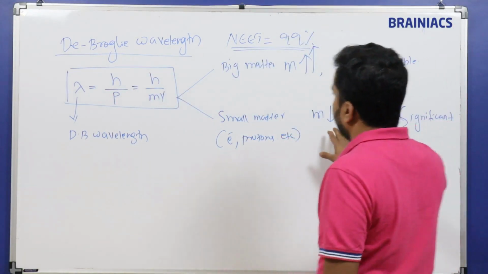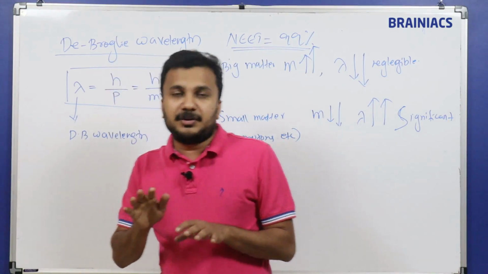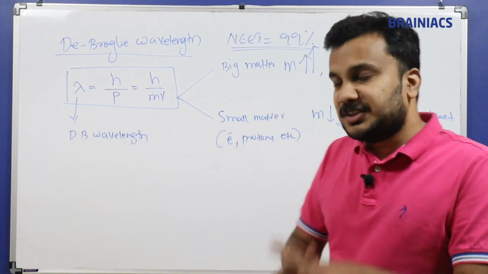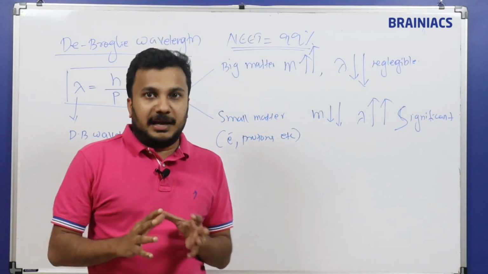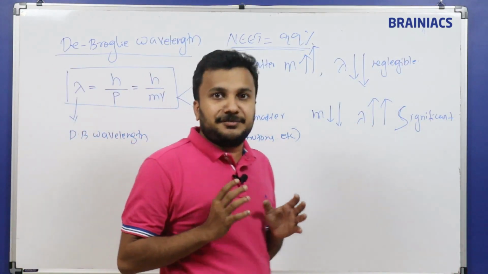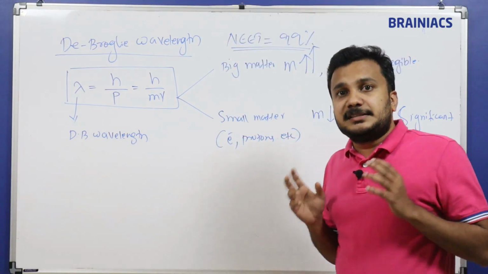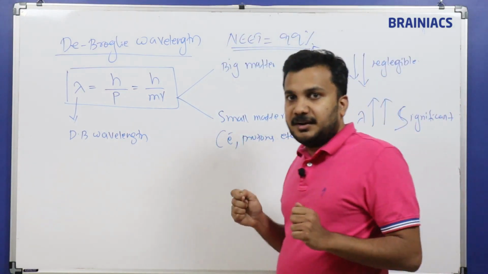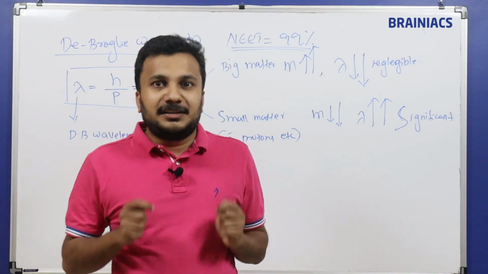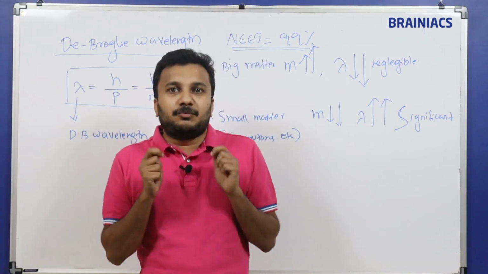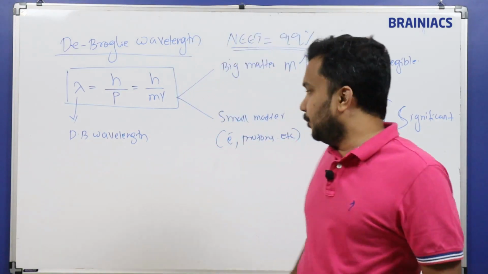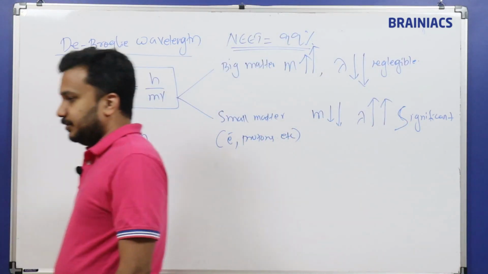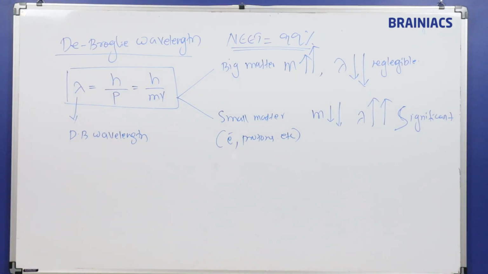But when you come to m, if m is very small, for electrons and protons kind of particles, lambda will be very high, and it is a significant value, which is really significant for the context. If lambda is a significant value or lambda value is higher, what does it indicate to us? The particle is showing what kind of nature? Wave nature. The particle, or the matter, is showing the wave nature. So de Broglie wavelength is associated with that only.